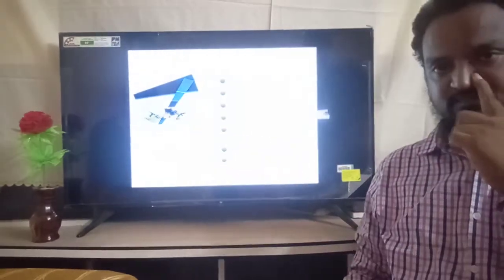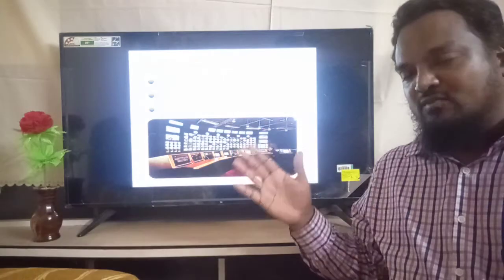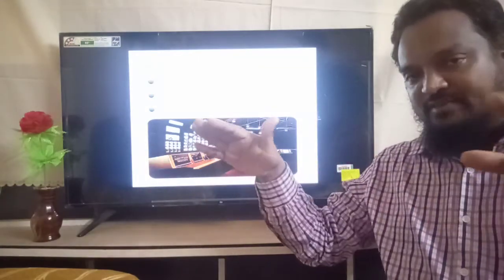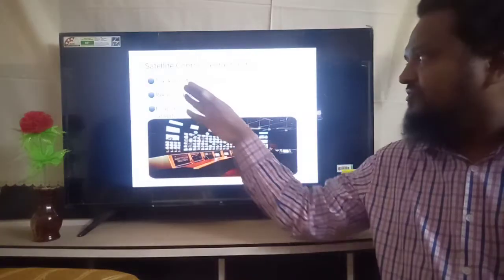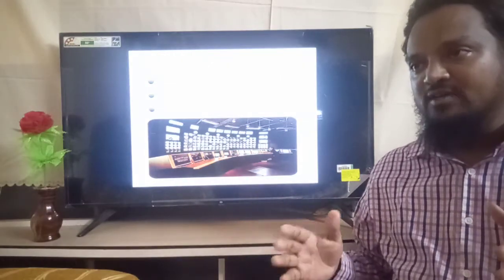Next slide. Satellite control center function. The satellite control center is nothing but the Earth station, which I explained to you in the previous slide. The Earth station functions on tracking of the satellite. It is very important to track the satellite.